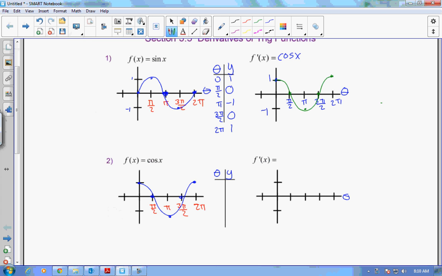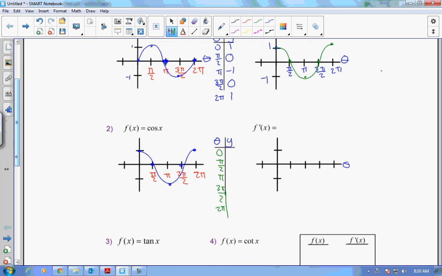Okay. Now, was the derivative of cosine sine? Oh, it was negative sine, because if we go back through these and put in our critical points here, the tangent line has a slope of 0 at 0, pi, and 2 pi, right? You just have to determine in between them what's going on.